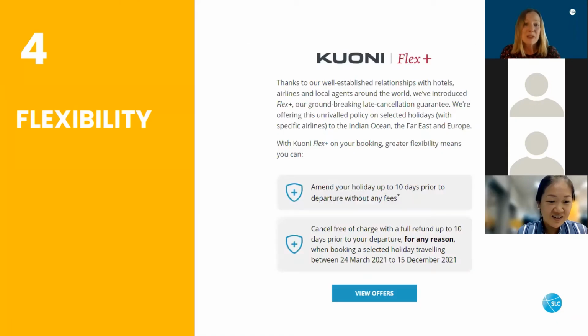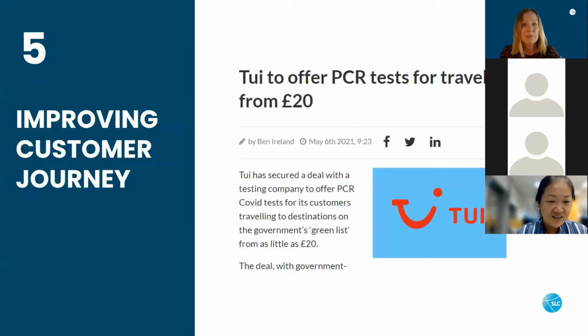Operators are having to be flexible, and an example here of many that I could have cited was Kuoni's flexibility and cancellation and refund policy, which actually says you can cancel with a full refund for any reason up to 10 days before your trip. And we've certainly never seen flexibility like this in 20 years that I've been working in travel. But operators are having to look to both airlines, hoteliers, ground partners to support that flexibility, and are needing that flexibility to make cut through here.